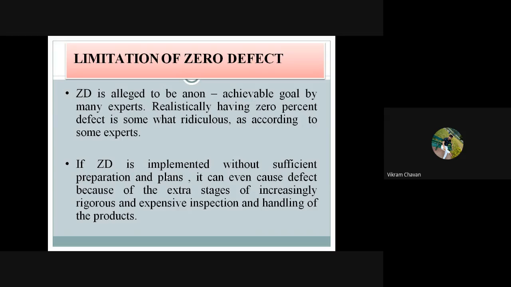But in zero defect techniques, you need to rigorously check all the products with all the inspection strategies. Okay, with all the inspection techniques, and then you can ensure that there will not be any defect, but that will increase the cost of the product. That will increase the hidden cost, that is inspection cost or handling cost. So if ZD is implemented without sufficient preparation and plans, it can even cause defects because of the extra stages of increasingly rigorous and expensive inspection and handling of the products.